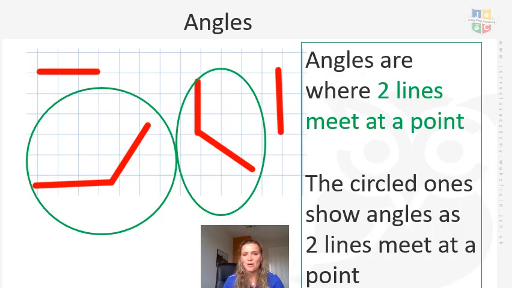So angles are where two lines or more meet at a point. The circle ones show angles as two lines are meeting at a point. So you've got one line going down, one line going across, and because they meet at a point, it shows that the angle is the part in the middle. We're going to have a look at some more examples now.